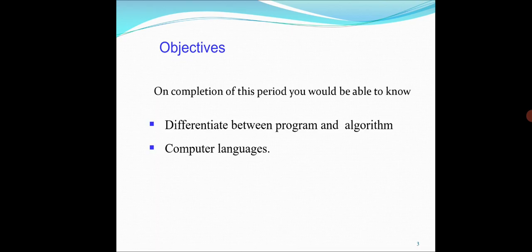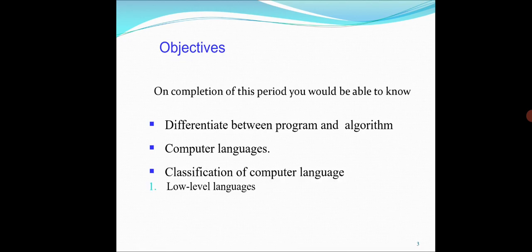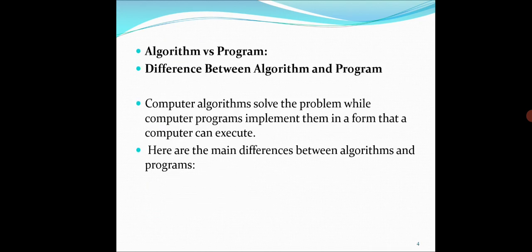And what is the main objective? On completion of this period, you will be able to know what a computer language is, the difference between the algorithm and flowchart, and the classification of computer languages: high level language, assembly level, and low level languages. First we will see the difference between the program and the algorithm.